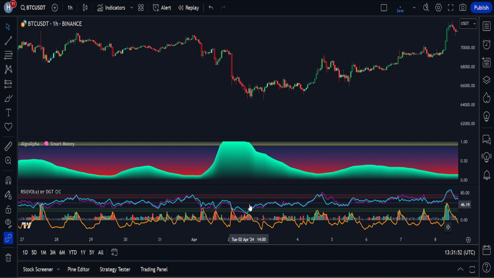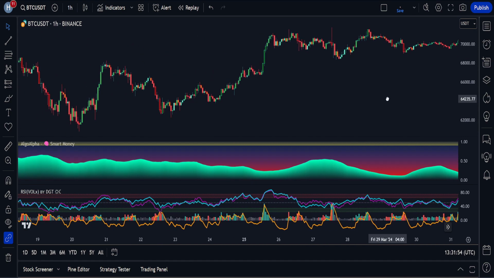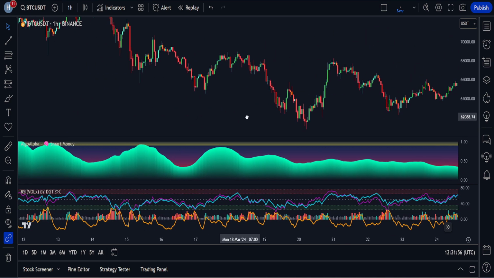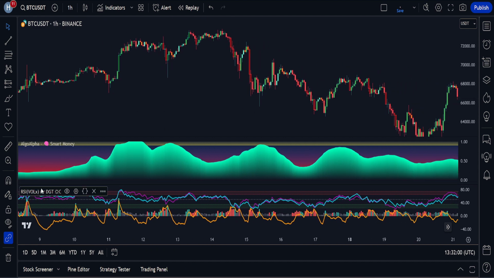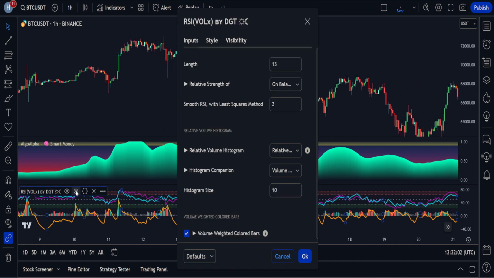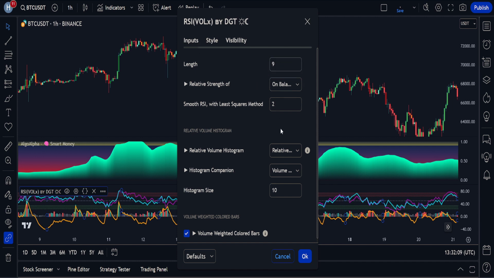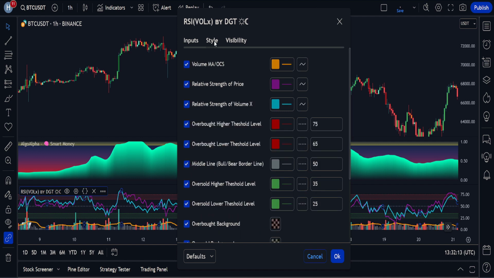In the context of RSI, this indicator is one of the best volume indicators on the TradingView platform. For our trading strategy, we need to change some settings of this indicator. For that, we will open the settings of this indicator from here. We will change the length of this indicator to 9, and we will change the histogram companion option to moving average. After that, we will open the style tab from here.